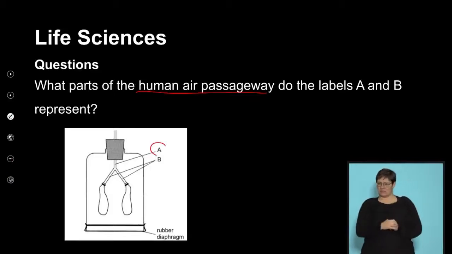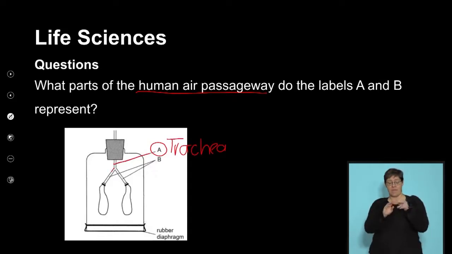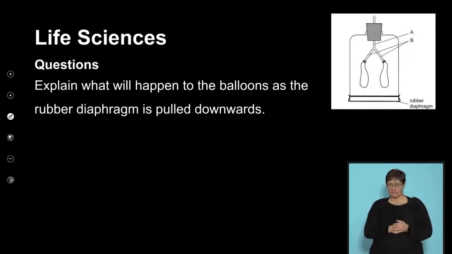So now remember, A, what was it? That's my straw, so that is going to be my trachea. And B, I don't have this on my model. As I said to you, mine was a little bit inaccurate. So my B was going to be B for bronchus, because those are the two that change. So my model was a little bit inaccurate, but that is not the end of the world.